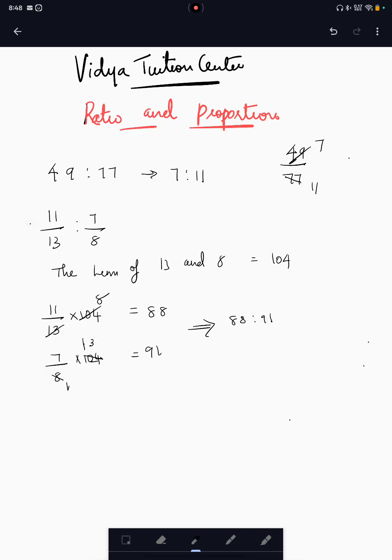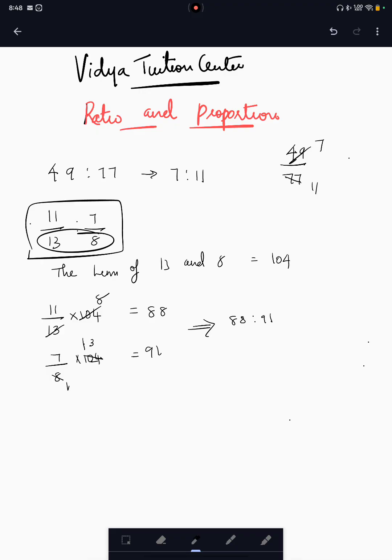That's all. So 11 by 13 is to 7 by 8 becomes what? The simplified form is 88 is to 91. That's all, guys. It's very easy. To simplify, you just take the LCM of the denominators, which is 104. So 11 by 13 into 104 and 7 by 8 into 104, if you do that, you will get the answer.